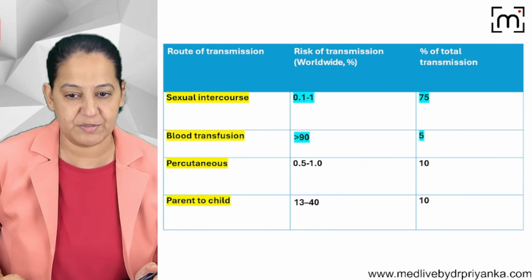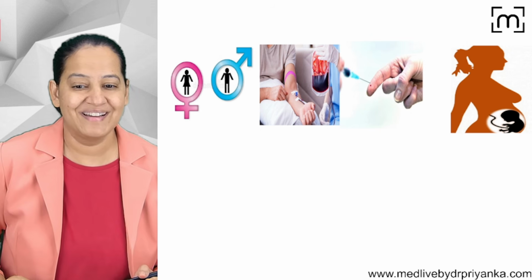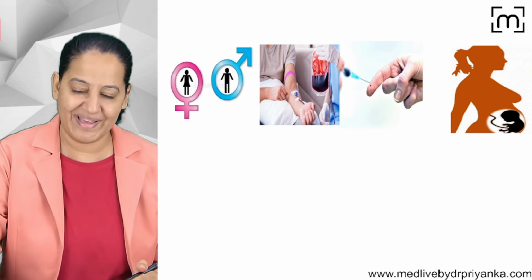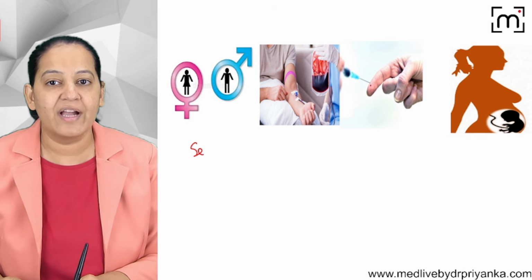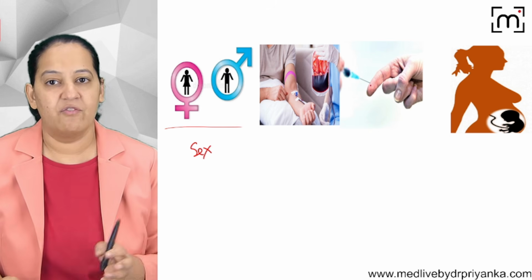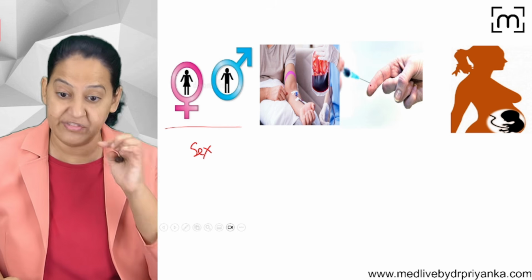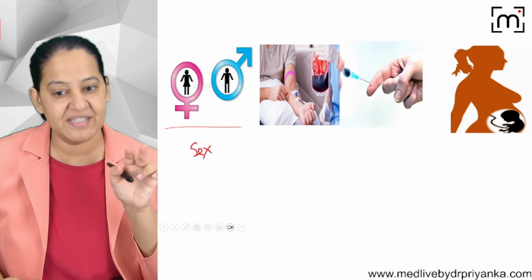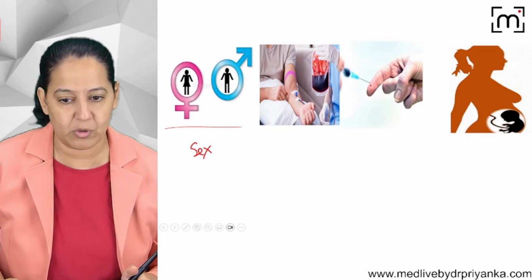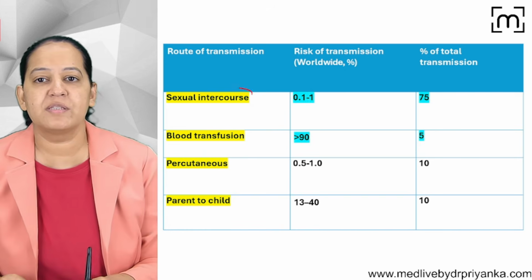Now coming on the modes of transmission, you tell me, how does HIV transmit from one individual to another? There are 4 ways. What are the 4 ways? They are in front of you. The most common way of transmitting HIV is sexual intercourse. One person is positive, another person is negative. If these 2 persons, whether male or female, have sexual intercourse with each other, it can transmit, or it can be transmitted between homosexuals also. So sexual intercourse is the most common way.